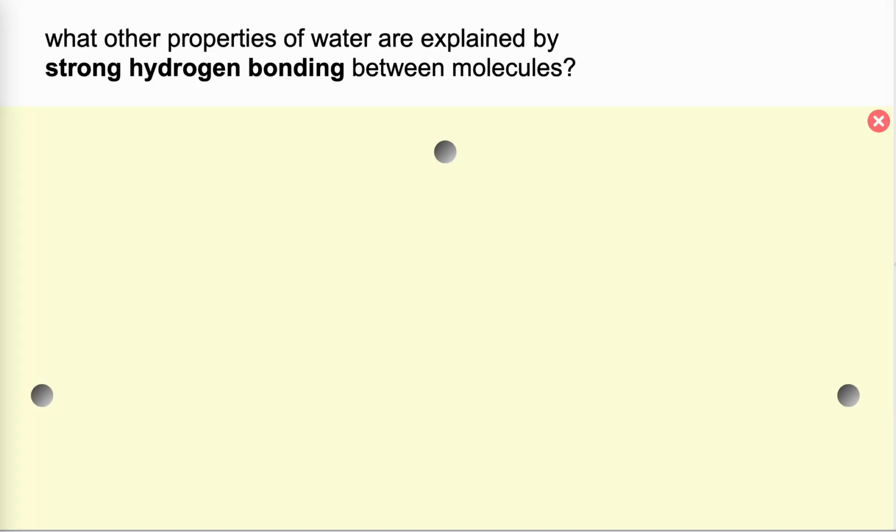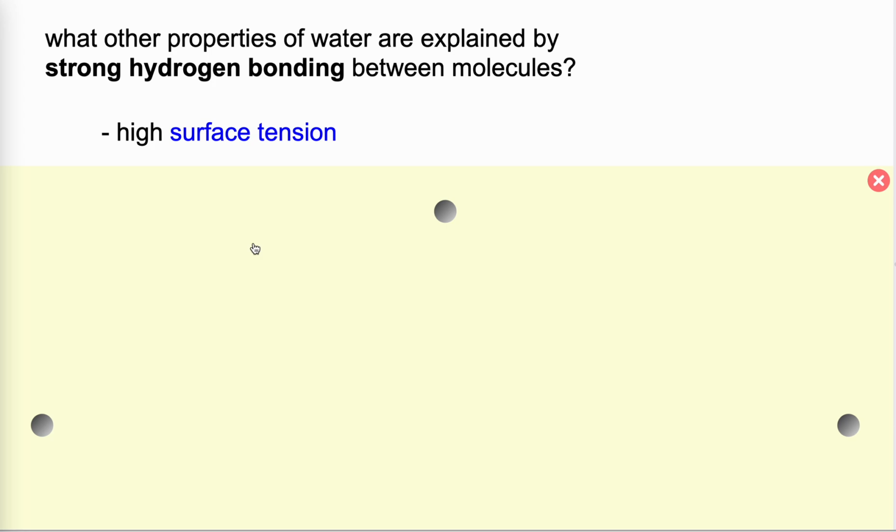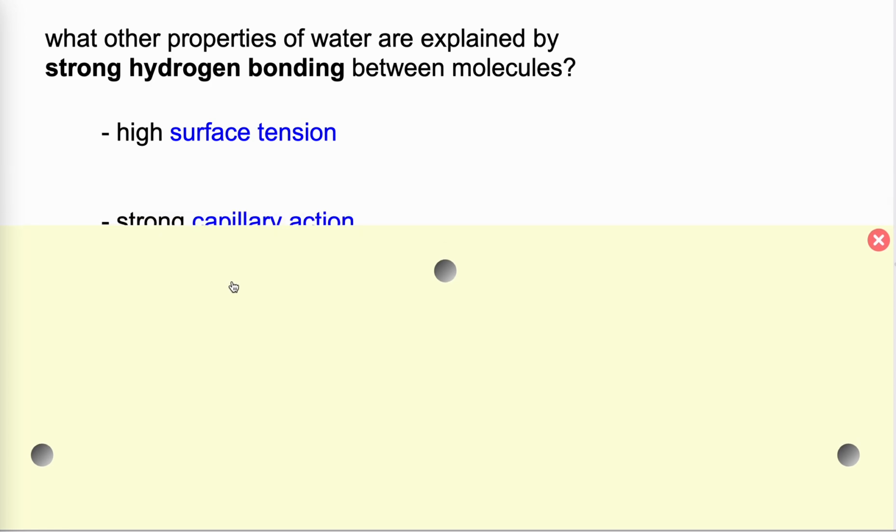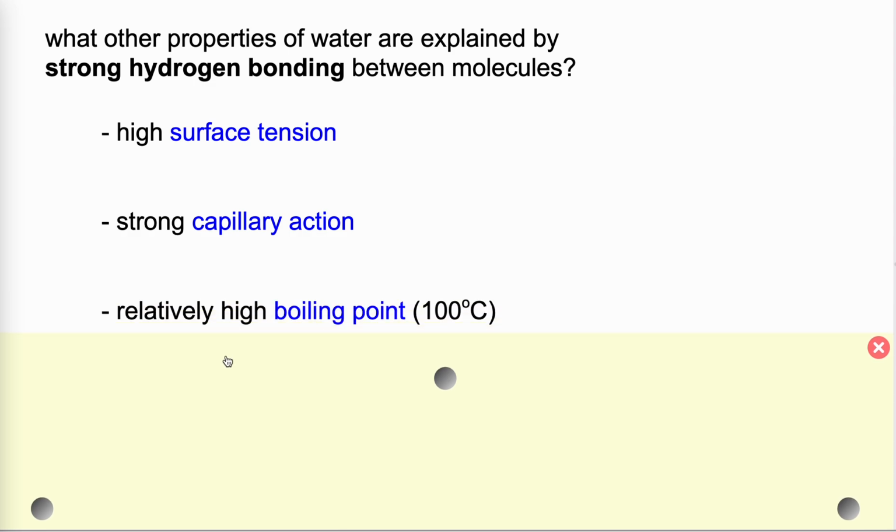So let's finish up by summarizing some other properties of water that are explained by the fact that there is extremely strong hydrogen bonding between the molecules. As we talked about in our video on liquids, water has very, very high surface tension, again because the molecules are so strongly attracted to one another. Strong capillary action, which is related to the surface tension. Remember that the water creeps up a thin glass tube because it's very strongly attracted to the polar glass surface.